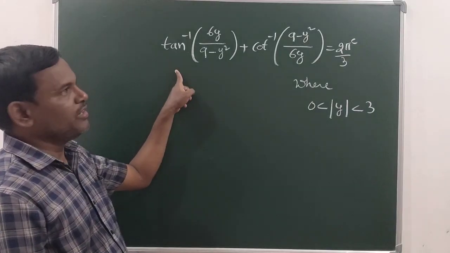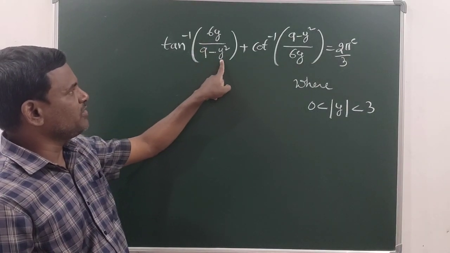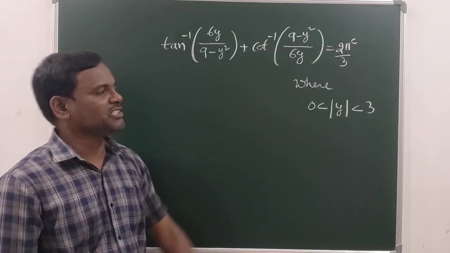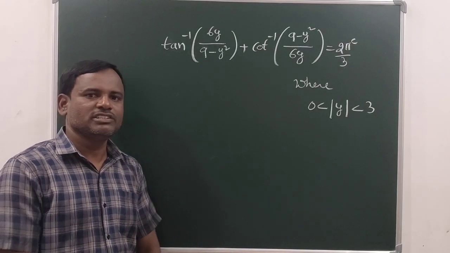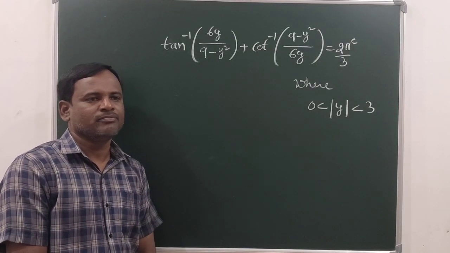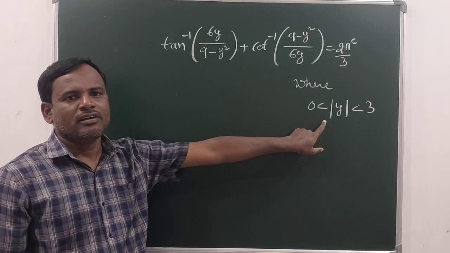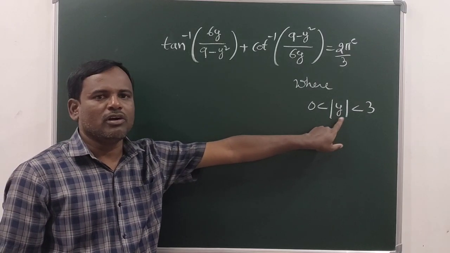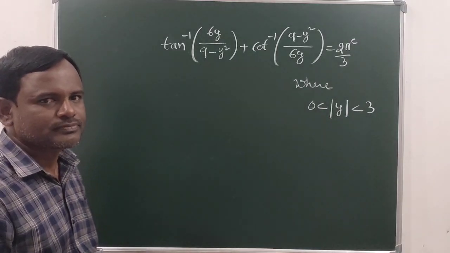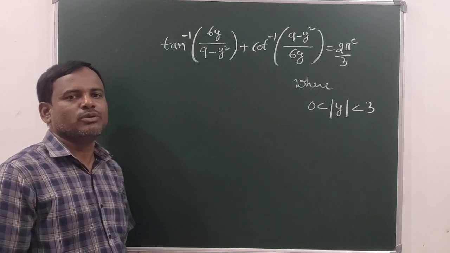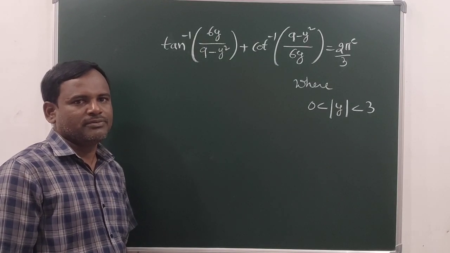See that tan inverse of 6y by 9 minus y square plus cot inverse of 9 minus y square by 6y, which is equal to 2 pi radians by 3, where 0 less than mod y less than 3. Now let us see the solution of this question.